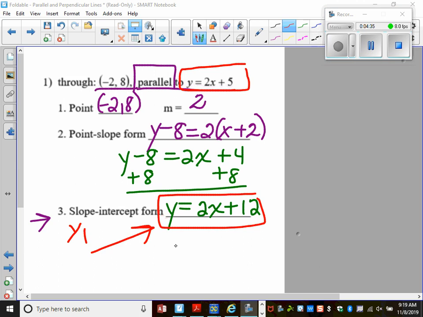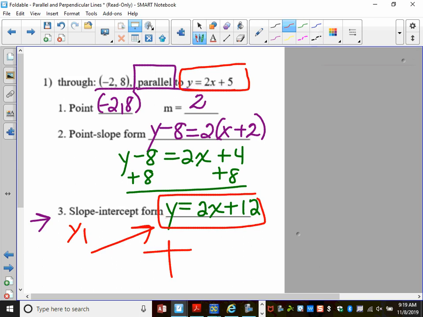Everybody go to the table. And in the table, you would look for this point. And that point should be in the table. How many people see that point in the table?